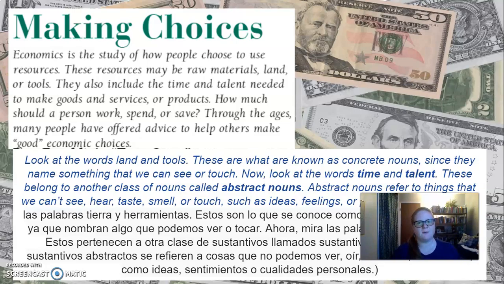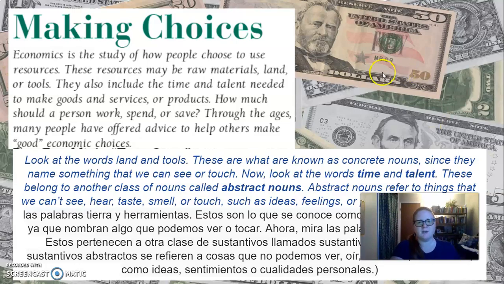All right. So the first paragraph of Making Choices. Economics is the study of how people choose to use resources. These resources may be raw materials, land, or tools. They also include the time and talent needed to make goods and services or products. How much should a person work, spend, or save? Through the ages, many people have offered advice to help others make good economic choices.